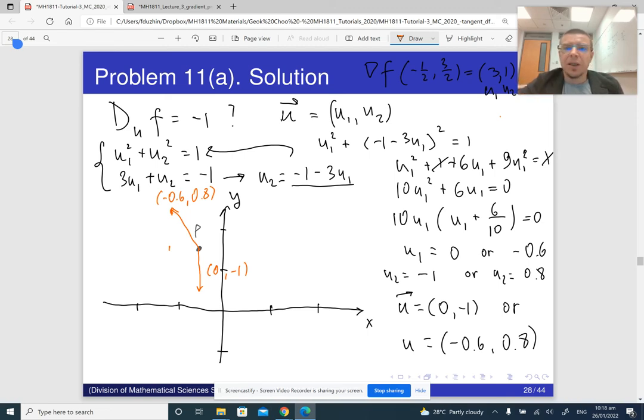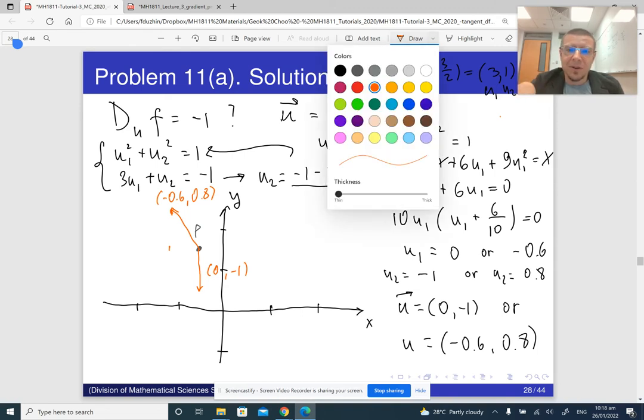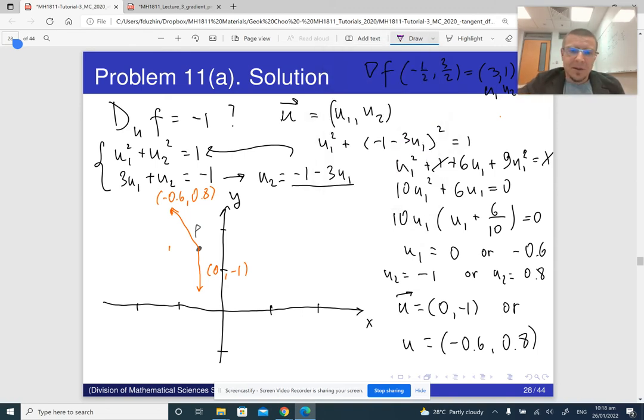And we also need to indicate the gradient vector on the same plot, right? So let me take yet another color. The gradient vector is (3, 1), so it is 1, 2, 3, 1. So this vector is the gradient at the given point. So this is the schematic. Notice that, because of the geometry, these angles should be the same. So the two vectors that we found are symmetric about the gradient vector. Right? So this is part A.